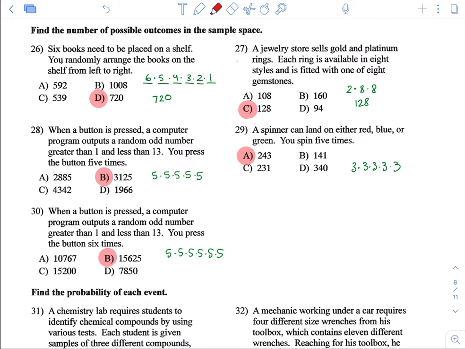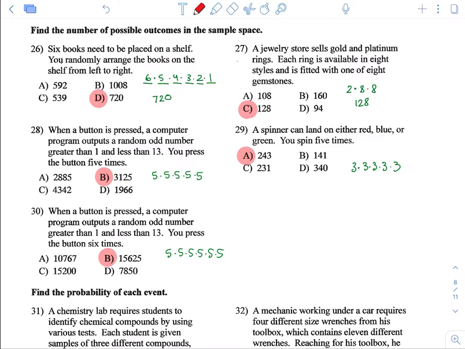Okay? Alright, 26. 6 books need to be placed on a shelf. You randomly arrange the books on the shelf in order from left to right. So if there's 6 books, you need to put them from left to right. That means there's just a certain amount of possibilities you can put for each slot, right? So in the first slot, there's really just 6 possible choices you could put in that one slot, then 5, then 4, then 3, then 2, then 1. So if you multiply all that together, that's going to be 720, so that's part D.